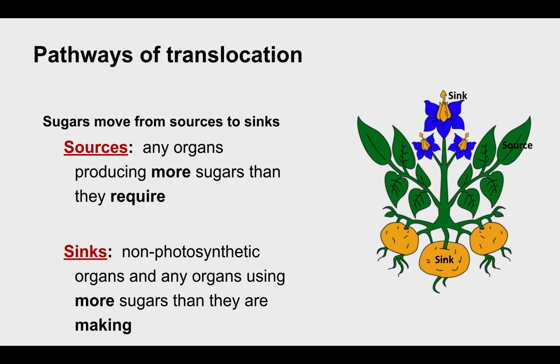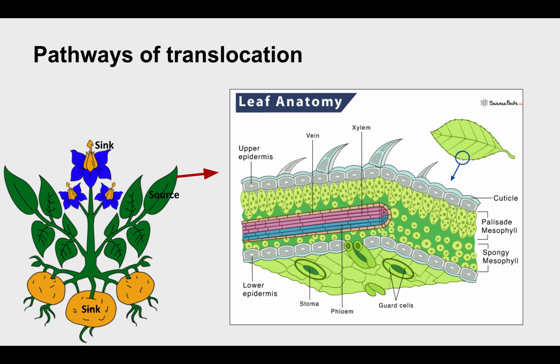The sinks might be areas like the roots, right, or the flowers, or even new fruits that are developing on the plants, or new growths that can't quite sustain themselves. They're not producing enough sugars to sustain themselves yet. So if we look at the pathways of translocation, I just want to mention the specific cells that actually produce these types of sugars. Right?